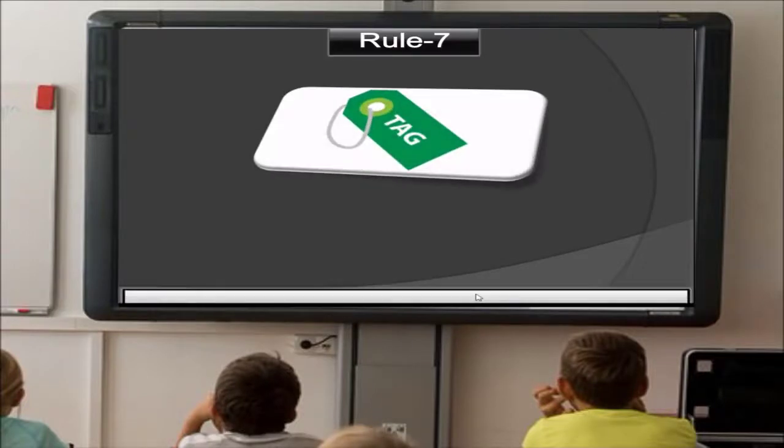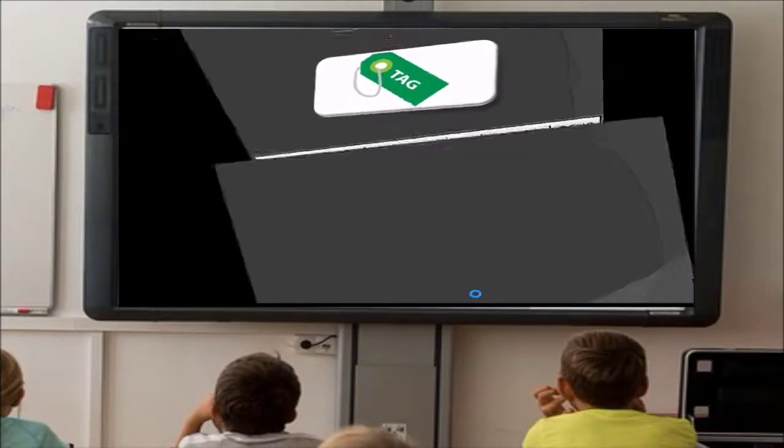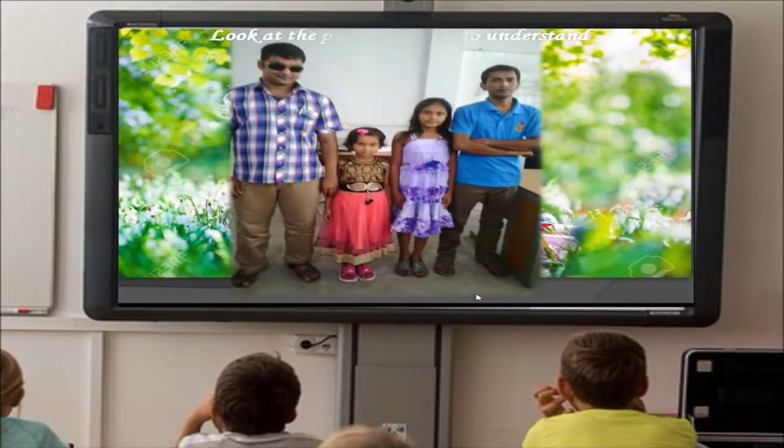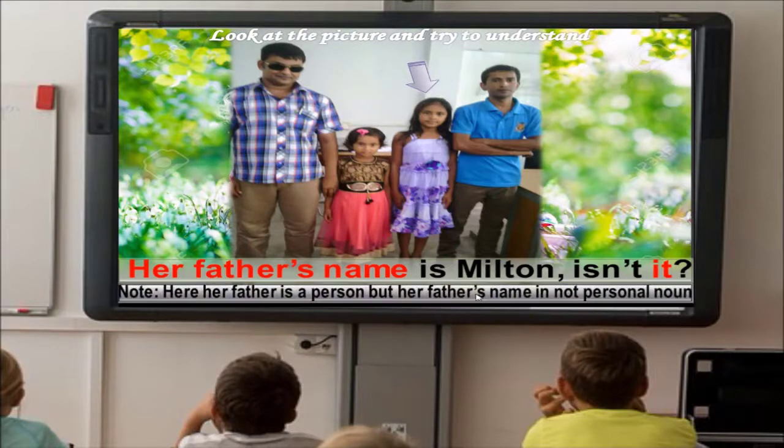Number 7. If the subject of the statement is not a personal noun, the subject of the tag part will be it. Look at the picture and try to understand. Her father's name is Milton, isn't it? Note. Here her father is a person, but her father's name is not a personal noun. Do you understand?